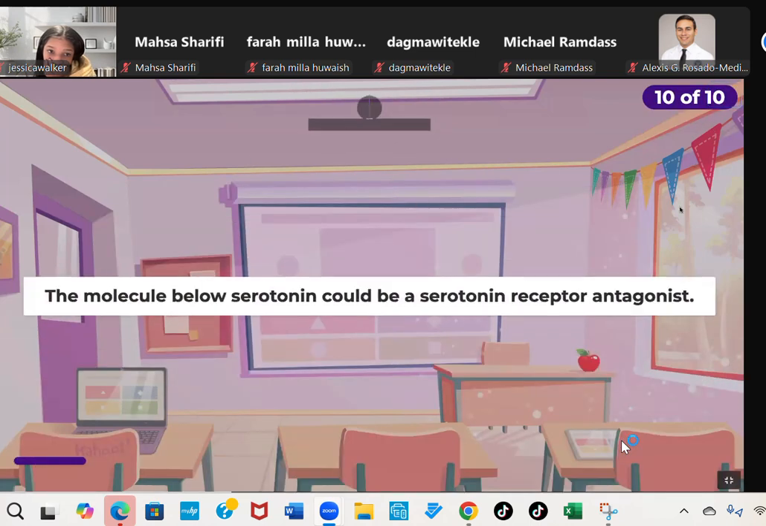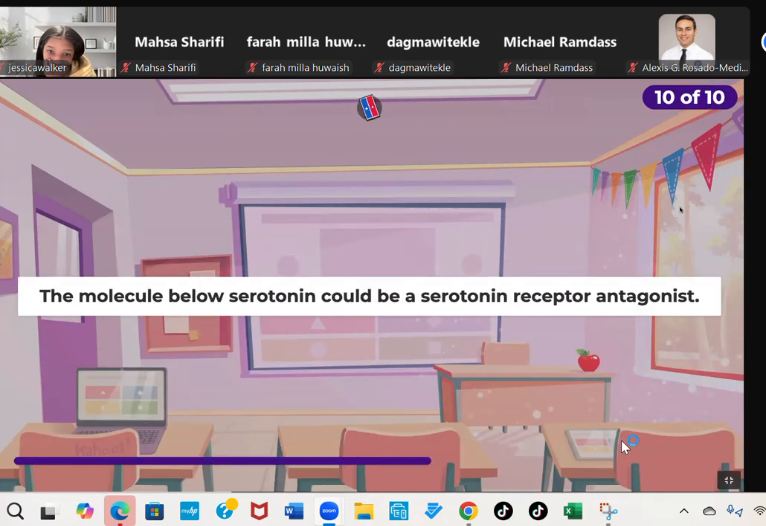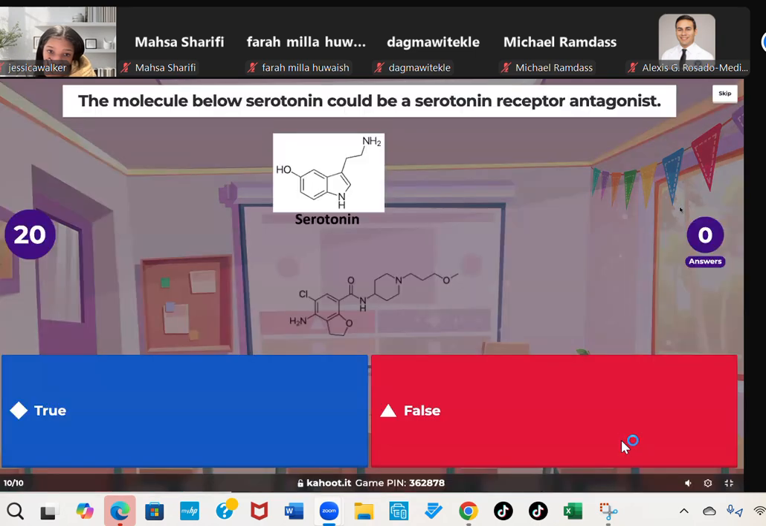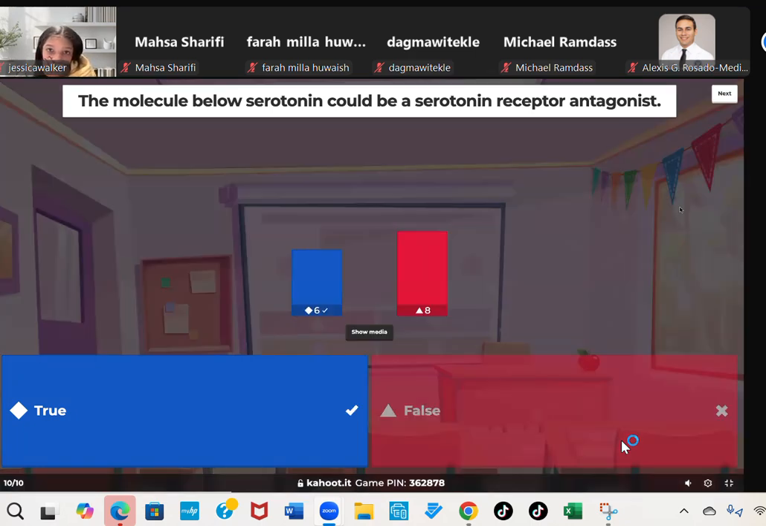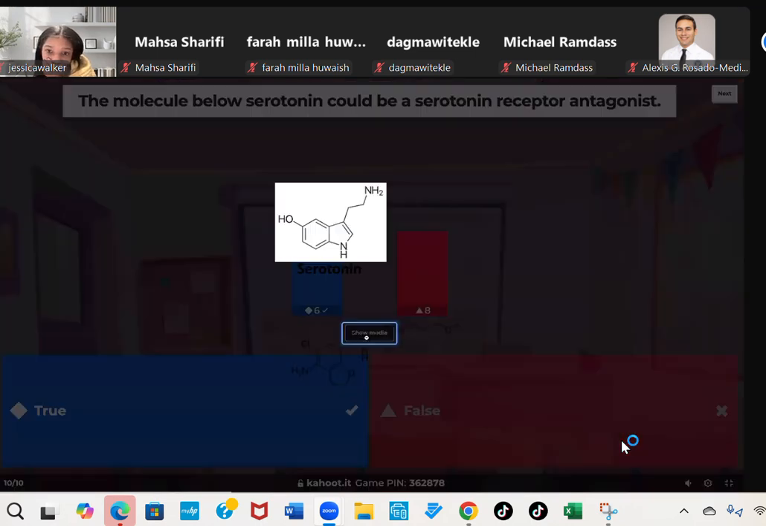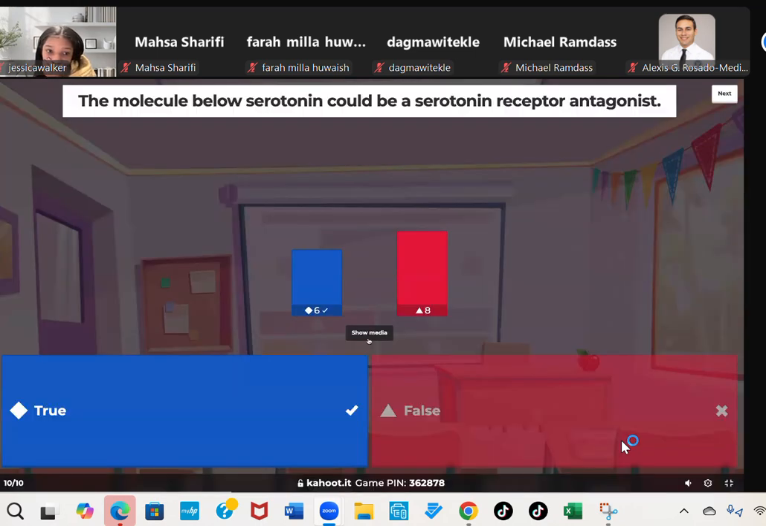All right, one last one. Does it show the picture? All right, so serotonin is the one with the white background. The other molecules there, sorry, it's not white in background. So the answer is true. It could be. Oh, it's not showing at all.